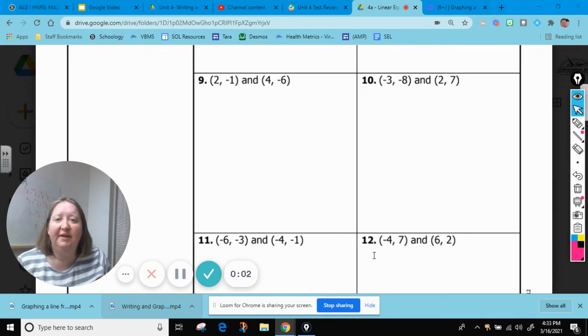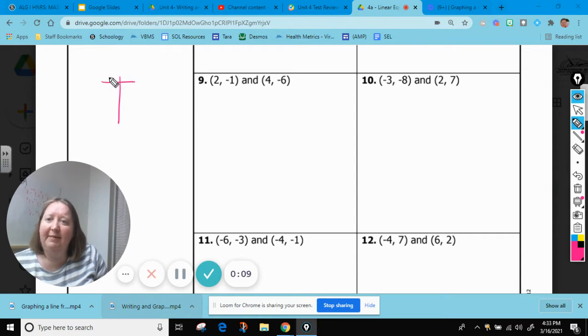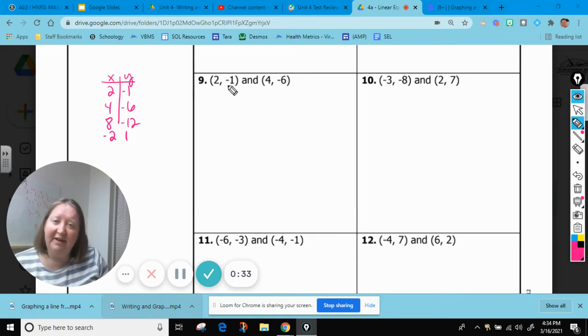This is how to find the equation of a line when you're given some points. Whether or not you're given a table, let's say it had 2 and -1, 4 and -6, 8 and -12, and -2 and 1, whatever. It doesn't even matter. If you're given a table, you could just pick any 2 points. And then here they're actually giving you specifically 2 points.